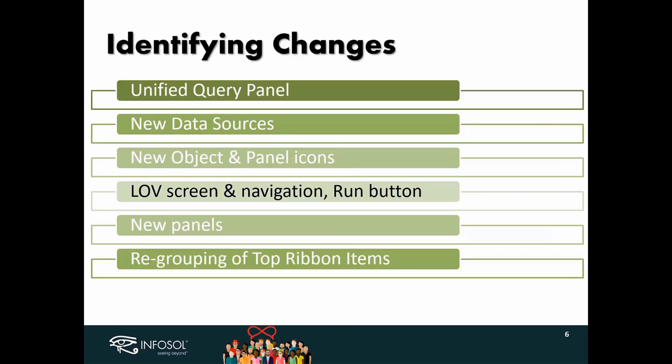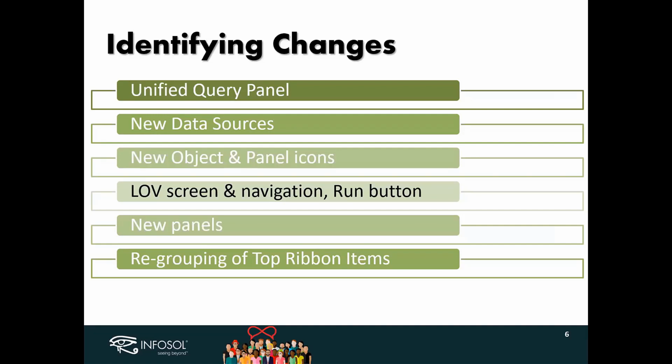High-level summary of changes. We have a unified query panel, which means that other than Universe, any other data sources like Excel or CSV, they all have the same query panel right now. If you remember in the 4.2 environment, or any environment before, if you were querying from an external data source like Excel, the query panel looked very different. But now you will see the same query panel as Universe.